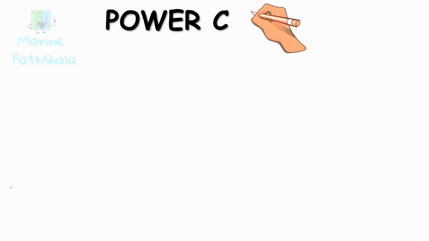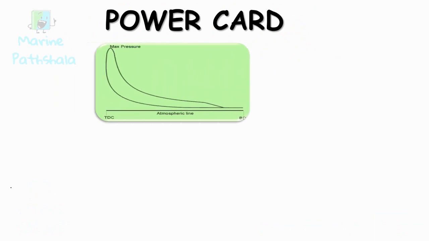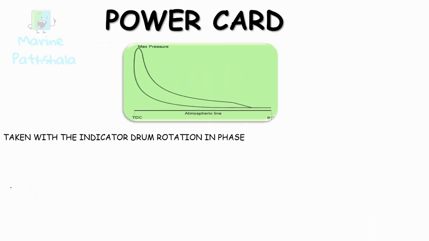Power card. A power card is taken with the indicator drum rotation in phase with the piston movement. When the indicator drum starts rotating in phase with the piston movement, we will attain this type of curve on a paper. This is the compression curve. This is the expansion curve. At this place, the combustion takes place. This is the scavenging and the exhaust condition.